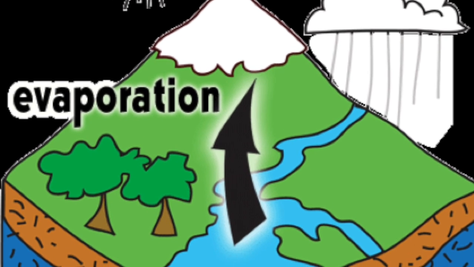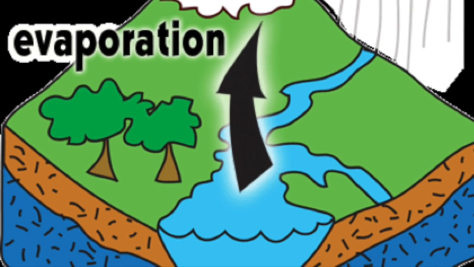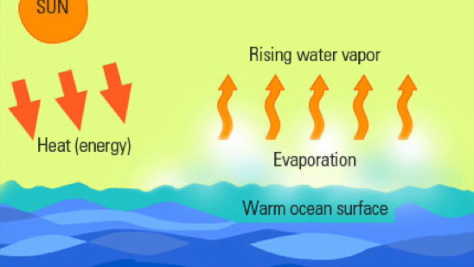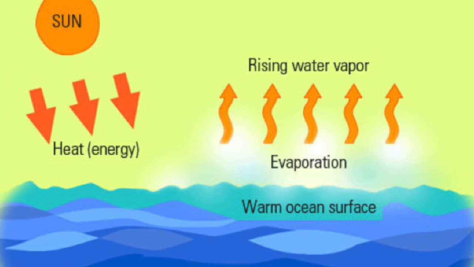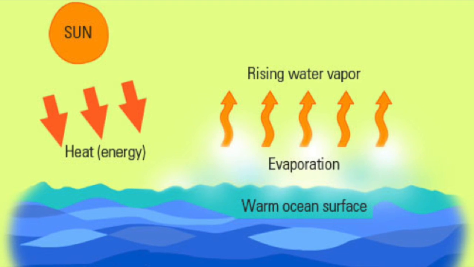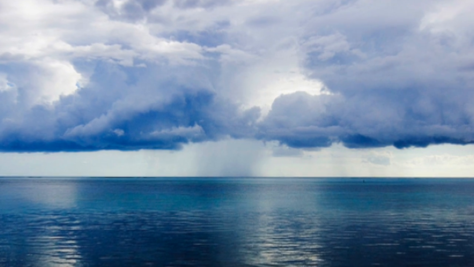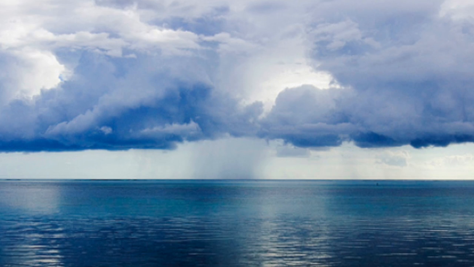Evaporation is the first step of the water cycle. It happens when the sun's energy is used to break up water molecules into water vapor, which is a gas. These particles of gas are then absorbed into the atmosphere and are combined up in the sky.